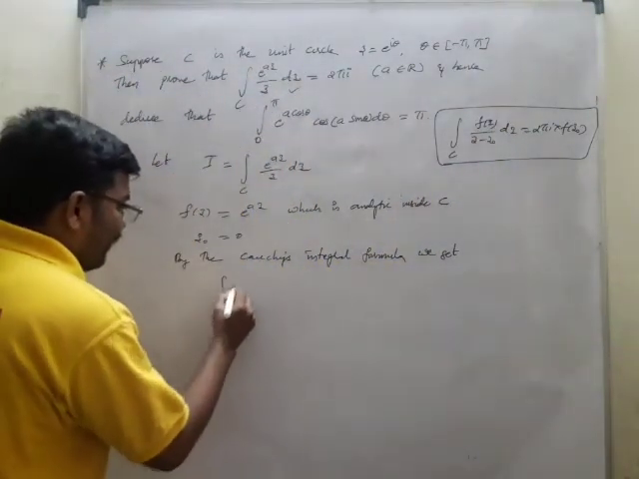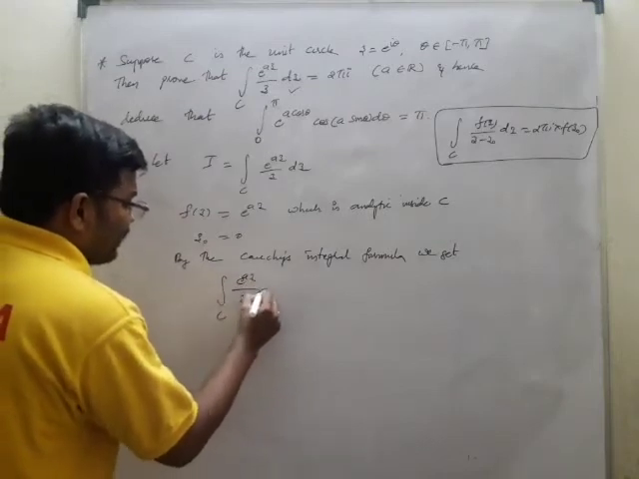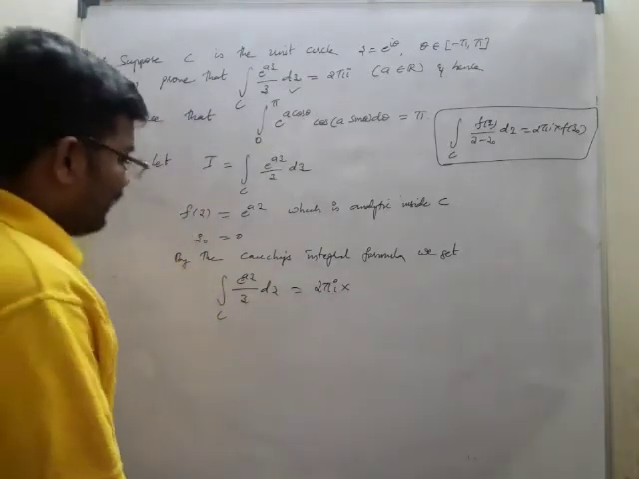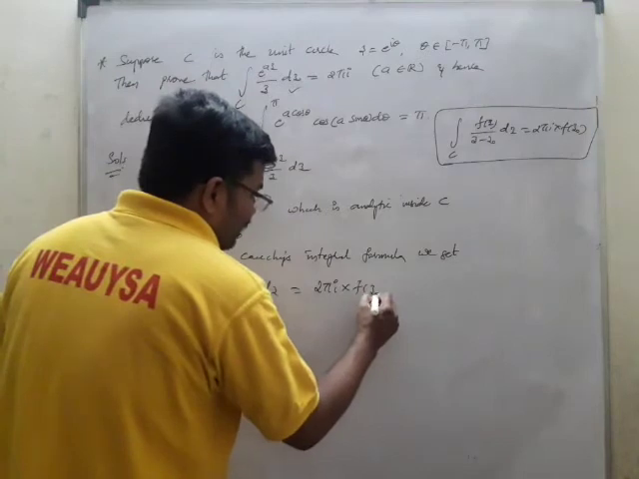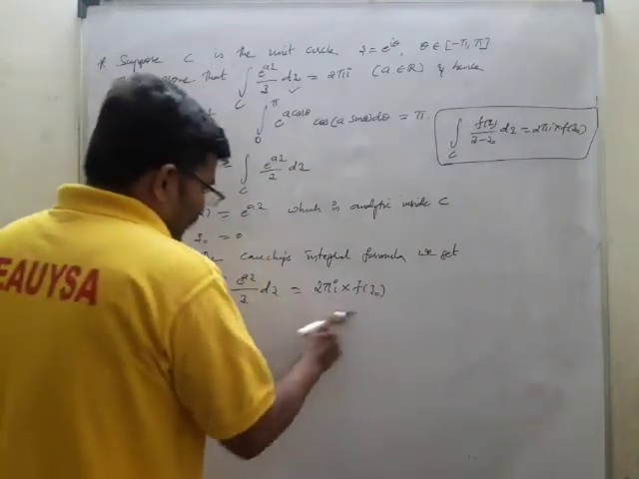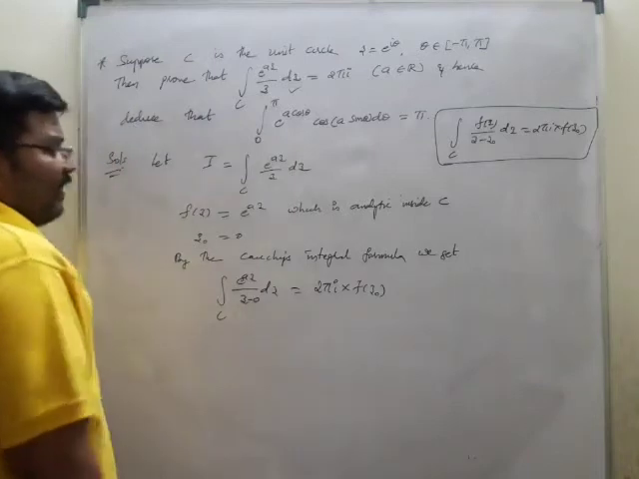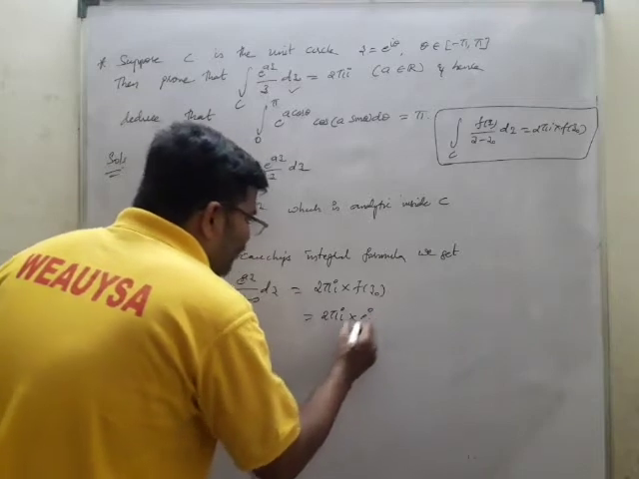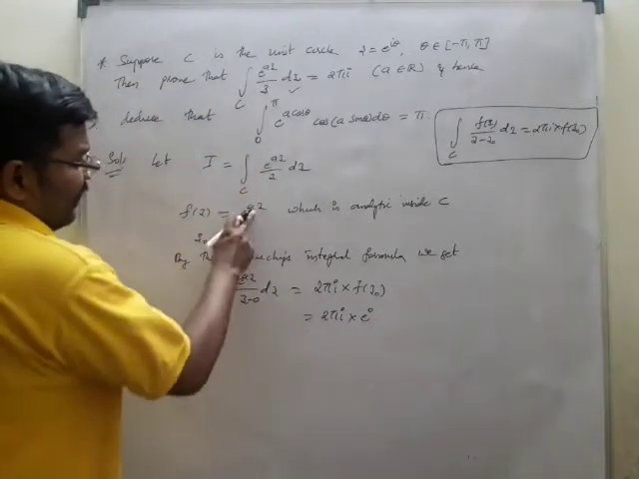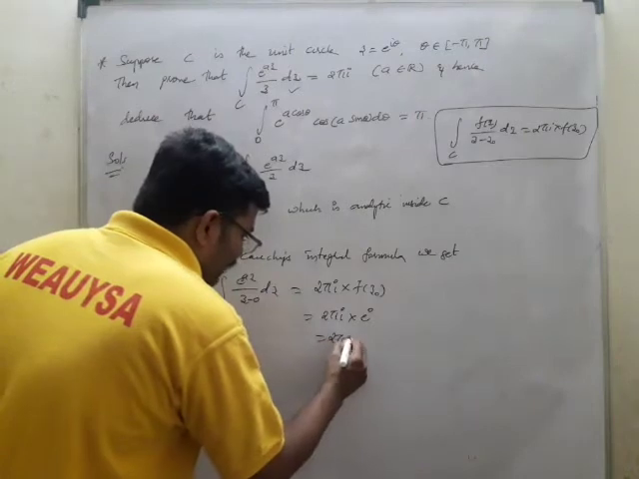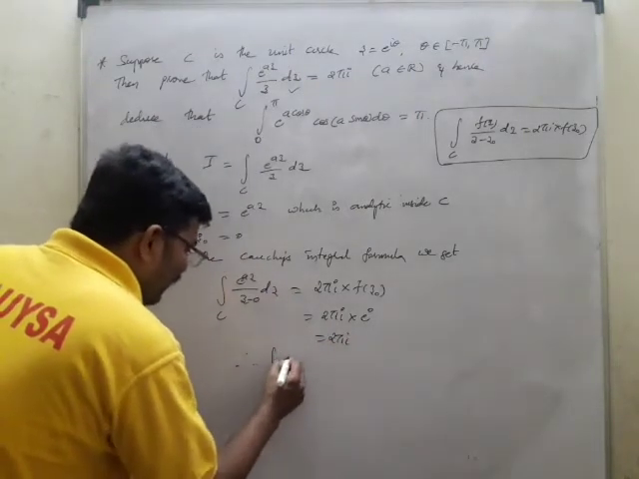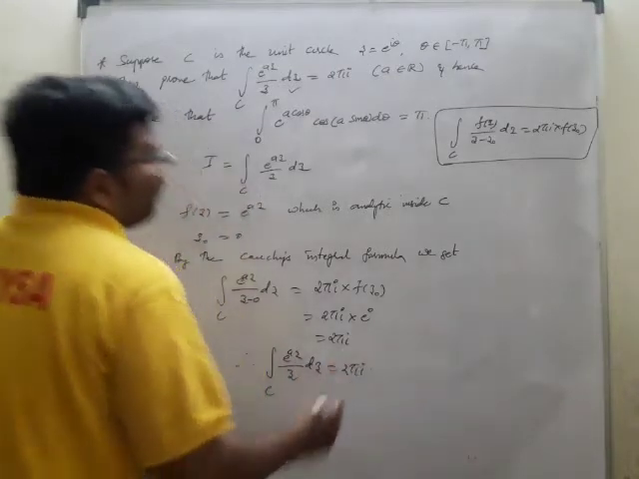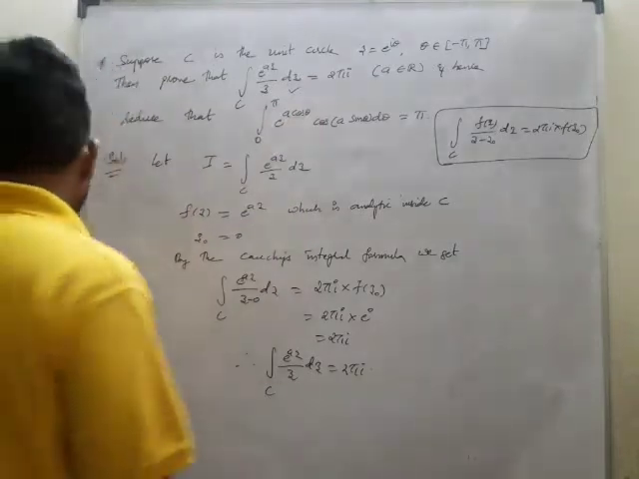That is, the integral over C of e^(az)/z dz is equal to 2 pi I times f(z naught). Here I write z naught as 0, because z naught is 0. So this is 2 pi I times e^0. Wherever z is there, I write 0. So you get 2 pi I. Therefore the integral over C of e^(az)/z dz is equal to 2 pi I. That is the first result, so that is finished.